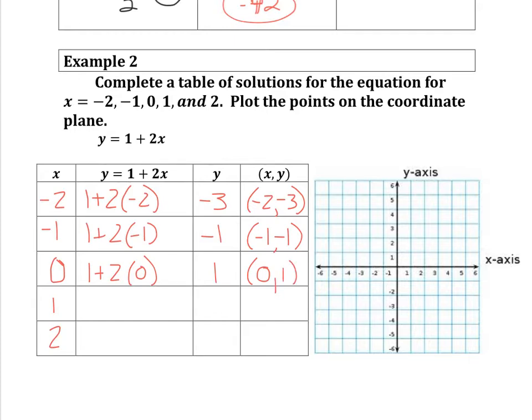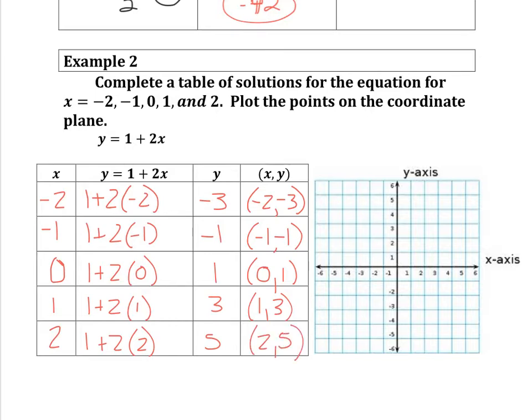Now substituting in 1 and 2, they're positives. They're easy. We can remember this from chapter 1. We can do those very quickly. 2 times 1 is 2, plus 1 is 3, so our ordered pair is 1, 3. I'm doing these quickly now. And then 2 times 2, because I'm substituting in 2, is 4, plus 1, 5. Ordered pair is 2, 5.